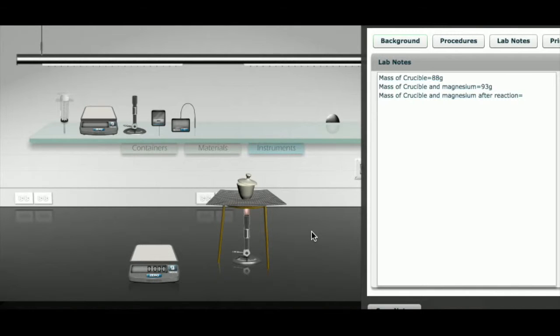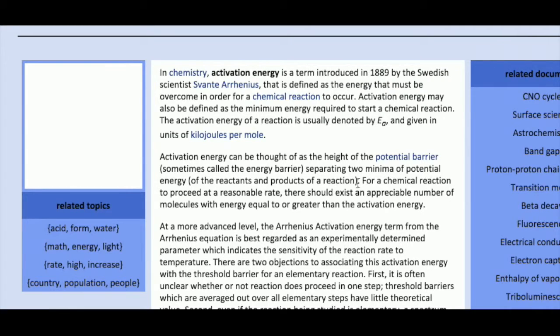We use the Bunsen burner because heat acts as the source of energy for the reaction. The magnesium atoms need to reach their activation energy. As we can see from this Princeton Education website, an activation energy needs to be overcome in order for a chemical reaction to occur.